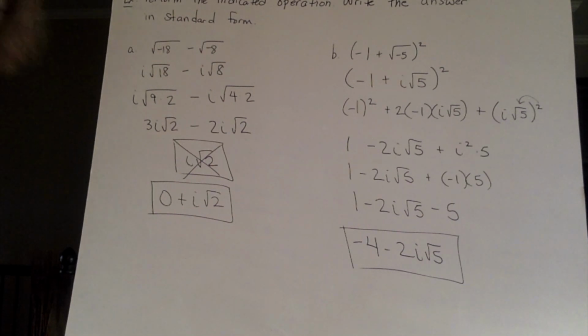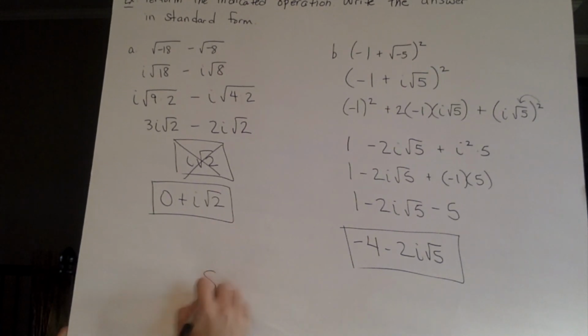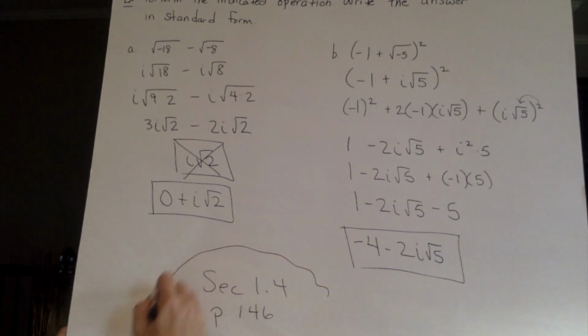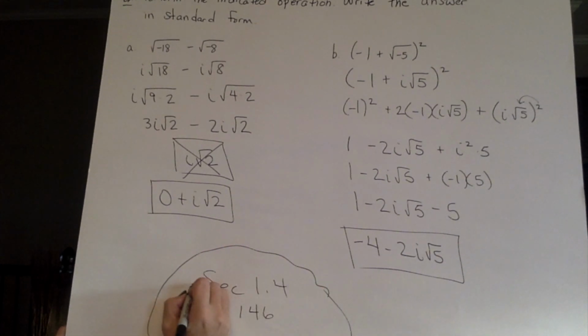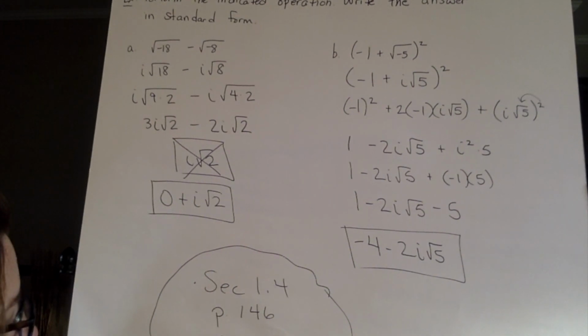Okay, so your assignment is posted on Canvas, and I left copies of the page for you to have passed out. It is section 1.4. It's on page 146. You will do numbers 2 through 44 even. And also you have a section 1.2 homework quiz.